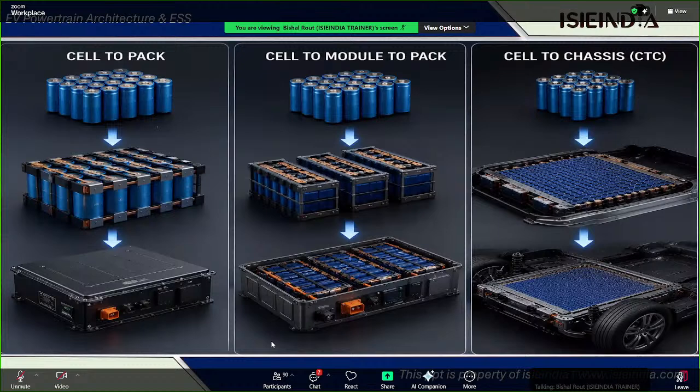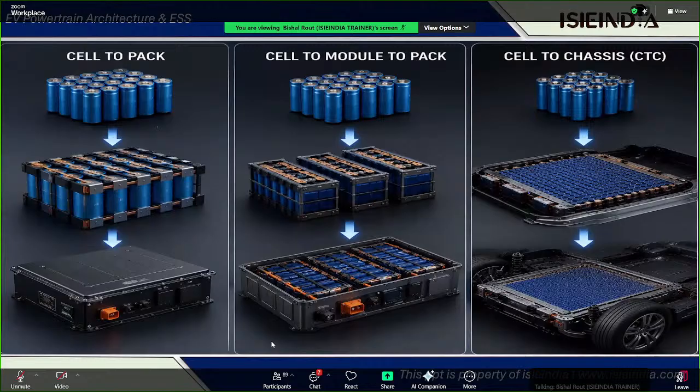And then we have something called the cell to chassis approach. Here we are not utilizing any pack, or any module in between. We simply connect the cells in series and parallel, and embed them above the chassis. So you can see here we had not prepared any module or any kind of pack. We just made a chassis, and on that chassis we spread this particular thing. I have seen the majority of golf carts, even go-karts, utilizing this cell to chassis approach, right?